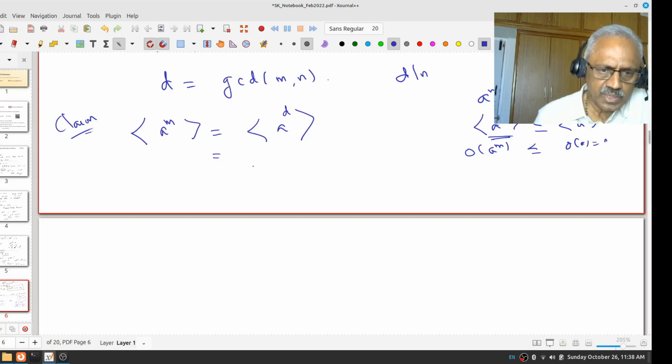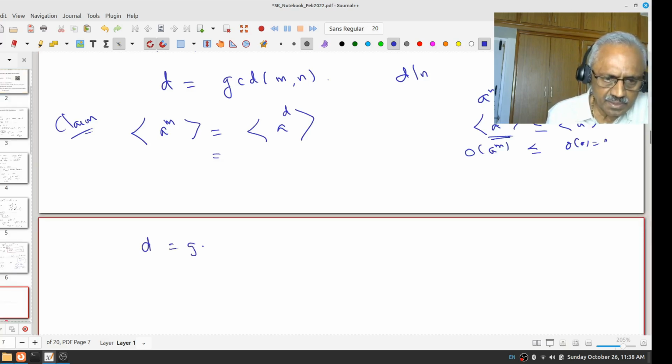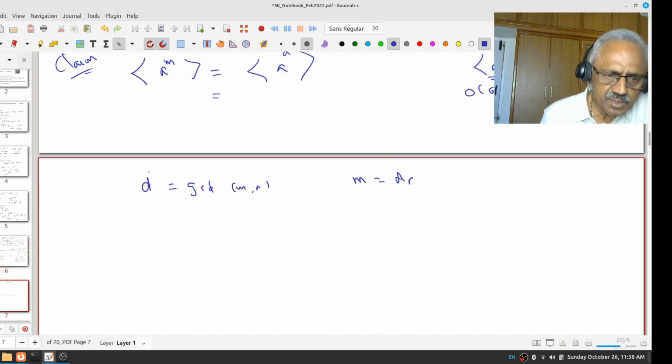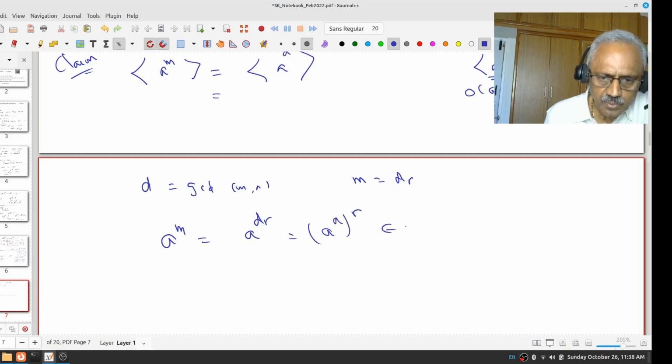So let us do that. How do I do that? See, d is a GCD of m and n. Therefore, m I can write as d times r, right? Therefore, you can see a to the power m is a to the power dr, which is (a to the power d) to the power r. Therefore, it belongs to the cyclic subgroup generated by a to the power d.